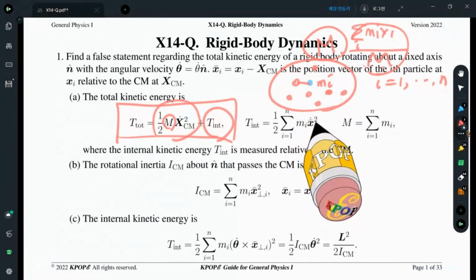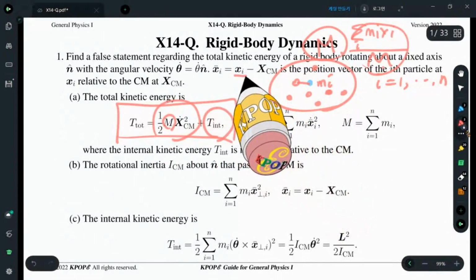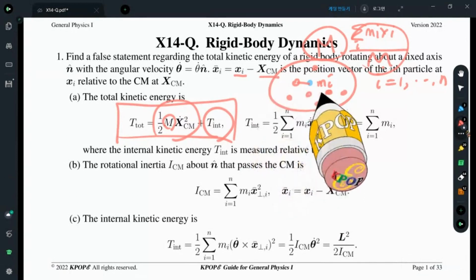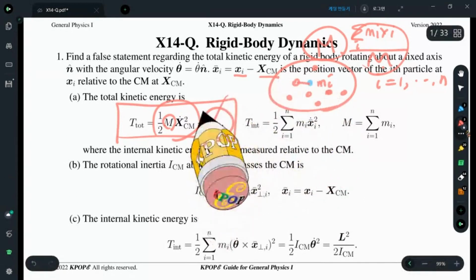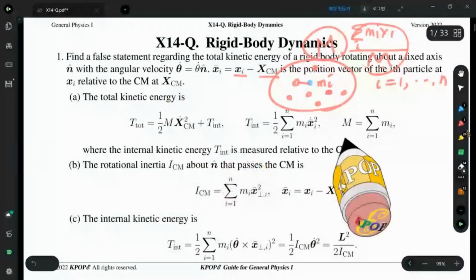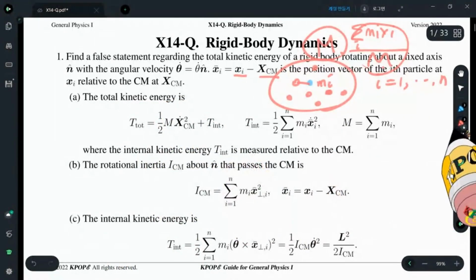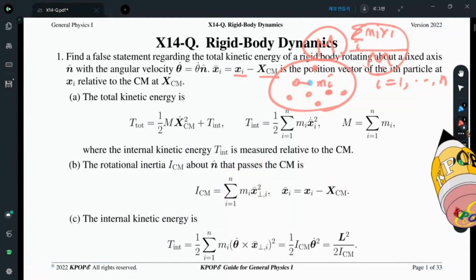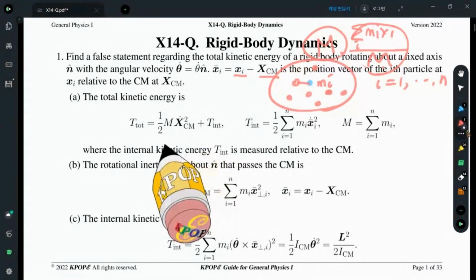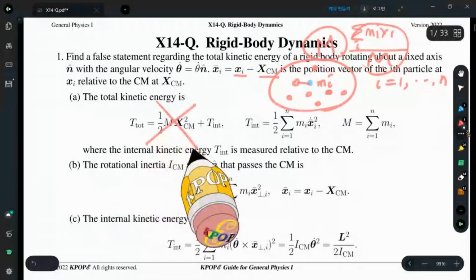We have x_i bar, that is the x_i position subtracted by the position of the center of mass. So if there is no relative motion with respect to the center of mass, this second term disappears. On the other hand, if we choose the center of mass frame, where the center of mass is fixed, therefore the velocity of the center of mass vanishes. In that case, in the center of mass frame, this first term vanishes.